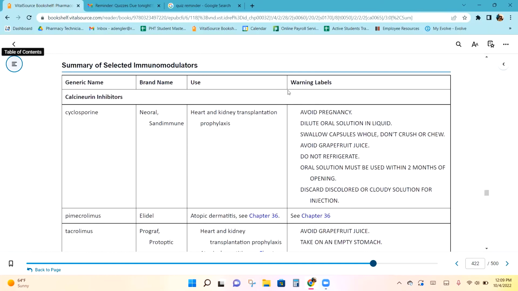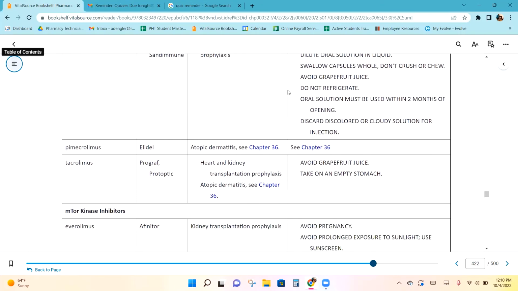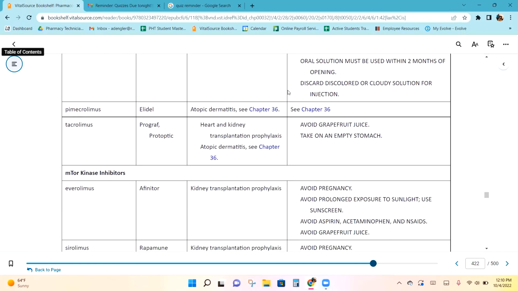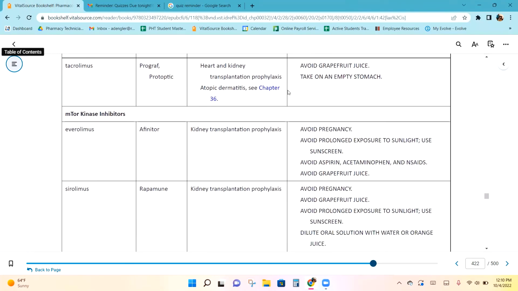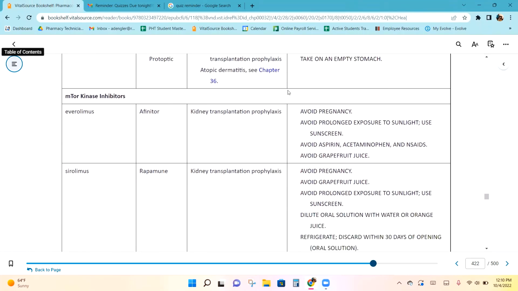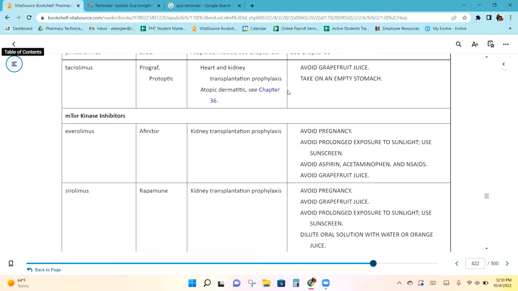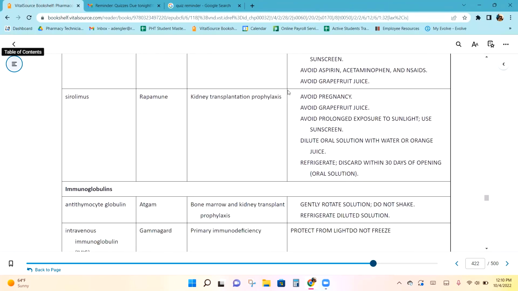You should avoid pregnancy, avoid grapefruit juice. That's a big one. Grapefruit juice interacts with tons of medications. Do not refrigerate, and discard discolored or cloudy solution for injection. For Prograf, also we have take on an empty stomach and avoid grapefruit juice. Same with everolimus, avoid grapefruit juice. That one you should also avoid prolonged exposure to sunlight and use sunscreen. So meaning if you were to go out in the sun without sunscreen, the side effect is probably going to burn you a lot worse than you normally would.